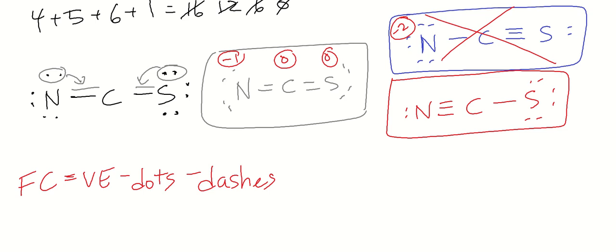Over here to our last one in red, nitrogen has 5 valence electrons, minus 2 dots and 3 dashes is a 0 formal charge. Carbon is going to have 0, 4 minus 4 dashes. And sulfur here has 6 valence electrons, minus the 6 dots is 0, minus the dash is -1. So this one has a -1 formal charge.